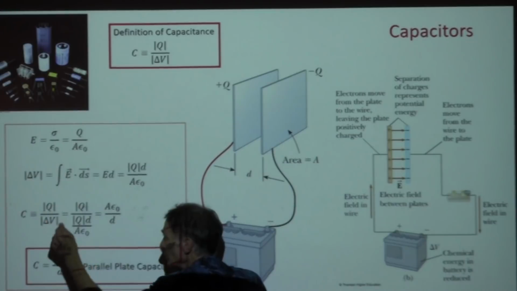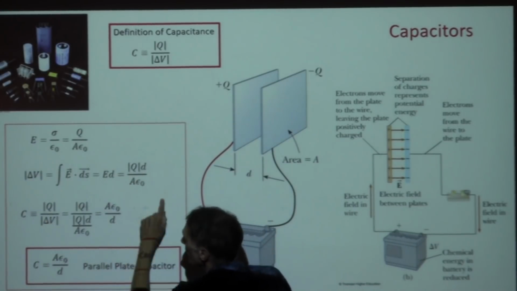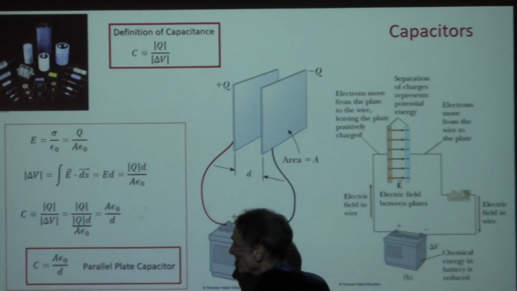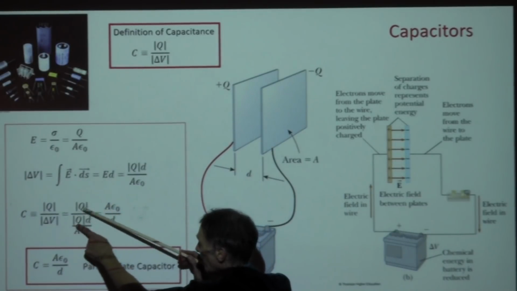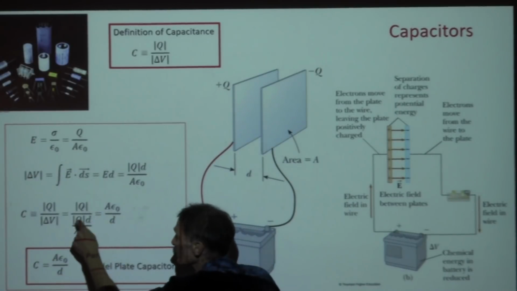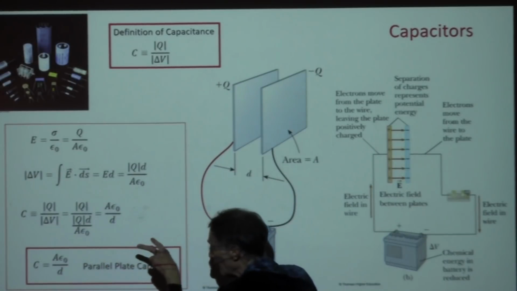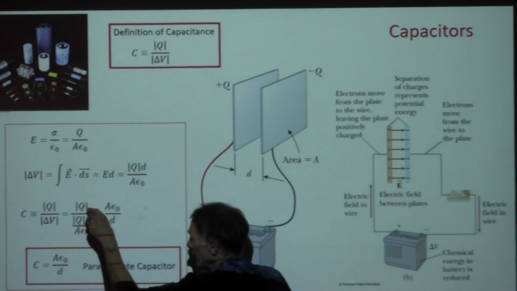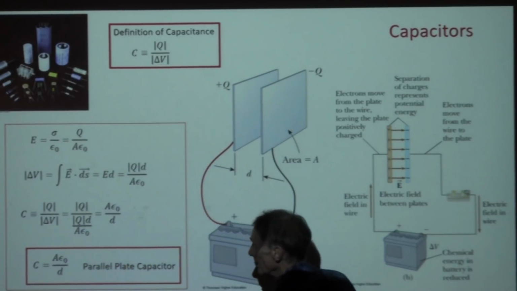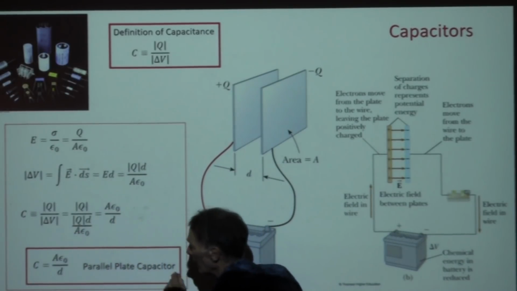It's going to be the Q over the delta V. Delta V is, of course, this, and I can go ahead and put that in. And the Q is going to drop out. It doesn't matter the amount of charge that's there. The more charge I have there, the more delta V I have, and so the two are going to go up hand in hand. They're both related to Q. That's going to drop out and leave us with the capacitance of A epsilon naught over D.